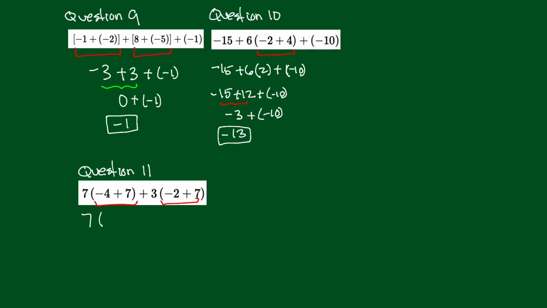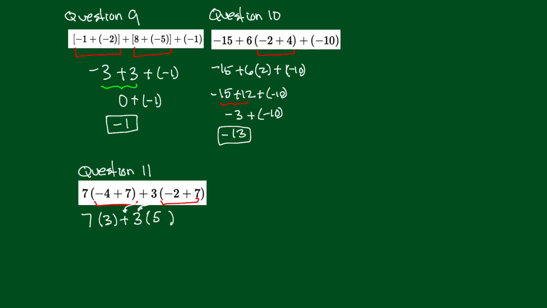Now -4 plus 7 is 3. Plus, there's that 3, right? There's the plus, there's the 3. Now what have we got here? -2 plus 7. Well, opposite sign, so subtract. 7 minus 2 is a 5. The larger absolute value is 7. That's positive, so I'm going to use +5.